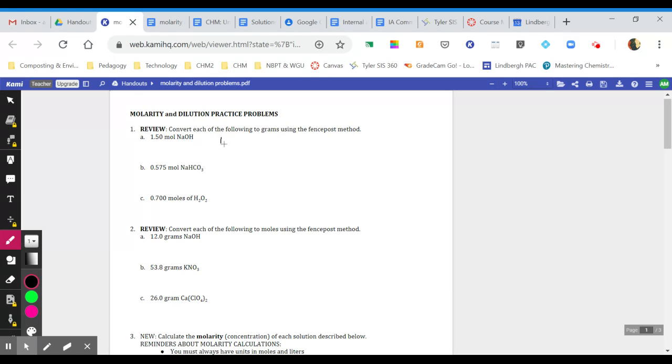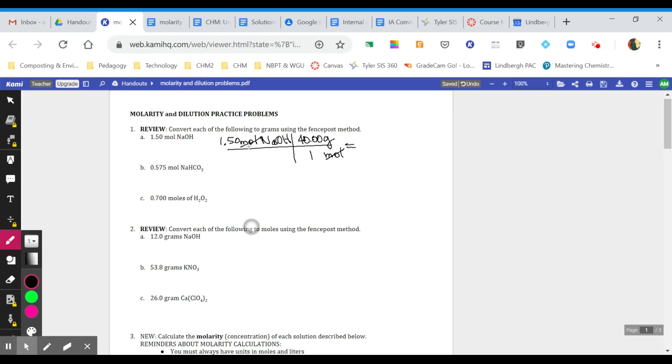So just like we did first semester, we're going to write down what we're given. 1.50 moles of sodium hydroxide, and it's just a 1 fence post conversion. We're looking for grams, so that's what's going to go on top. Moles will go on the bottom so that they divide. 1 always goes with moles. Grams comes from the periodic table. So we're going to look up on the periodic table sodium, oxygen, and hydrogen and add them all together. And you should end up with 40 grams.